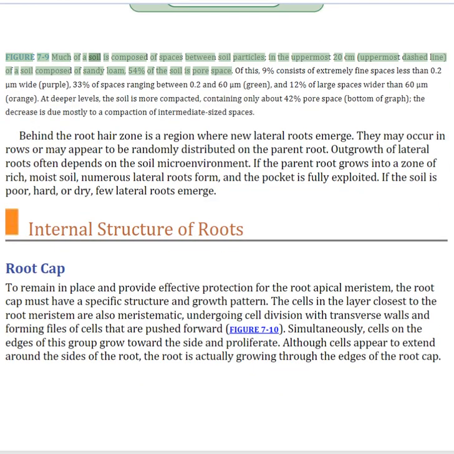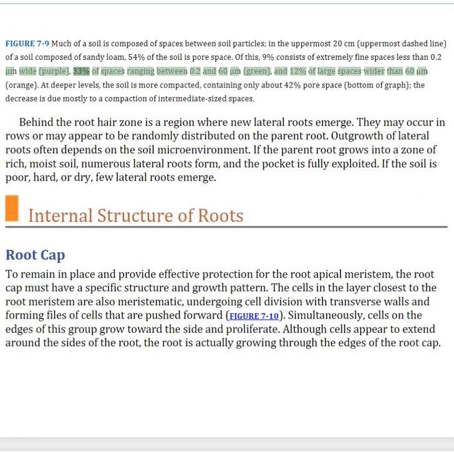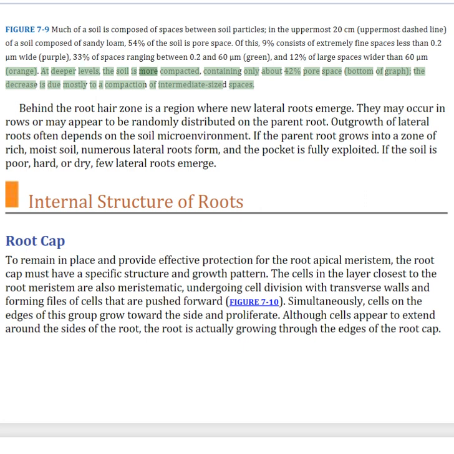Figure 7.9. Much of a soil is composed of spaces between soil particles. In the uppermost 20 centimeters of a soil composed of sandy loam, 54% of the soil is pore space. Of this, 9% consists of extremely fine spaces less than 0.2 μm wide, 33% of spaces ranging between 0.2 and 60 micrometers, and 12% of large spaces wider than 60 micrometers. At deeper levels, the soil is more compacted, containing only about 42% pore space. The decrease is due mostly to a compaction of intermediate-sized spaces.